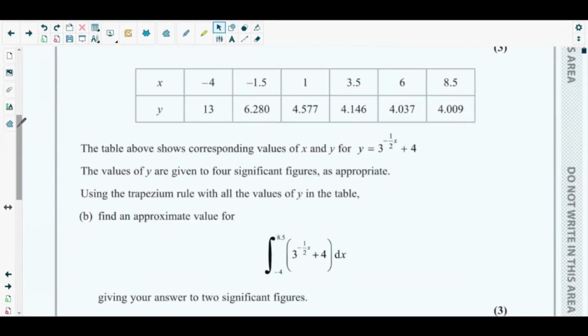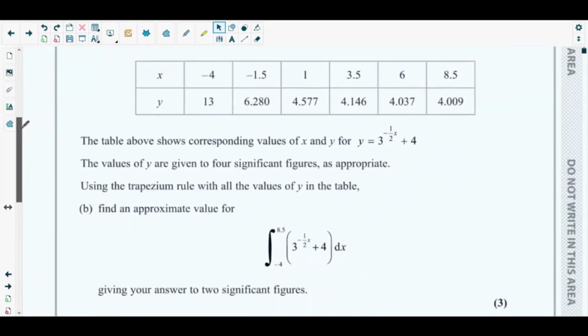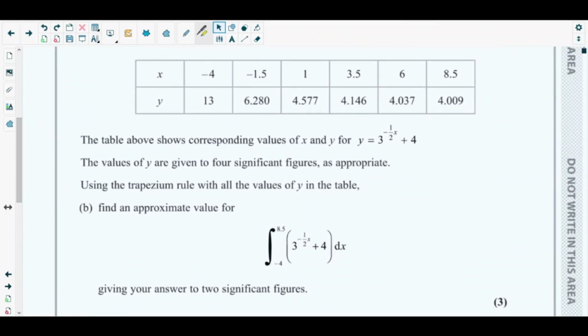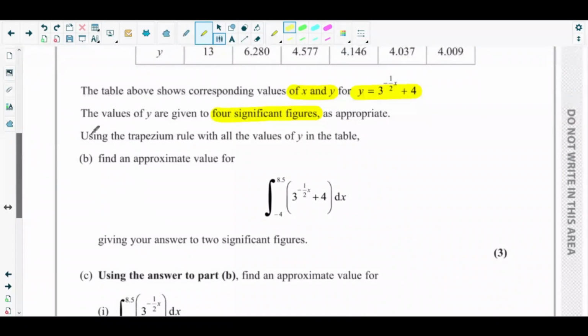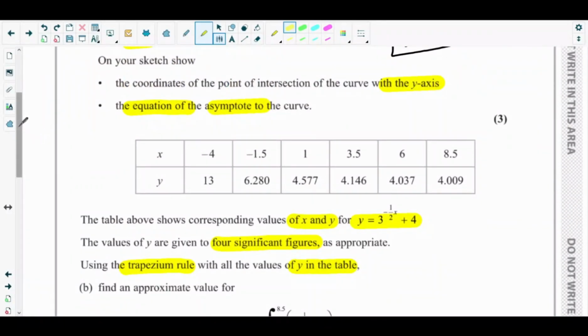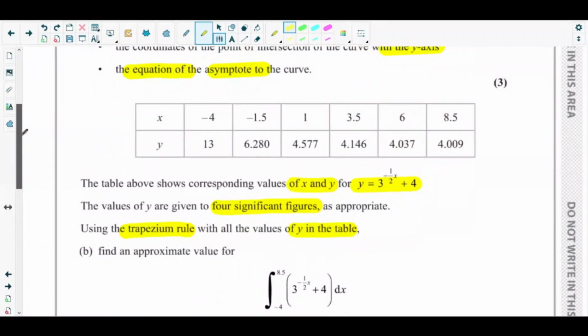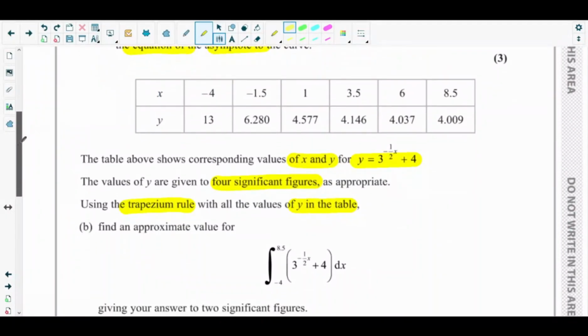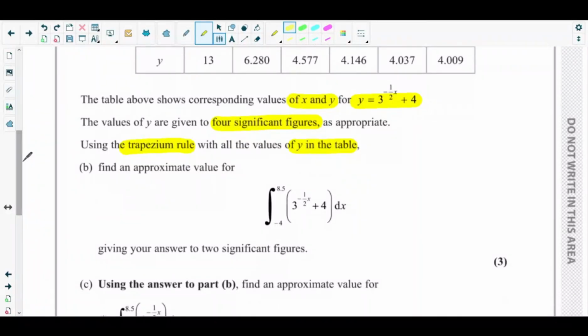Okay, next is part B. They are saying the table above shows corresponding values of x and y for y equals 3 to the power of half x plus 4. The values of y are given to 4 significant figures as appropriate. We need to use the trapezium rule with all the values of y in the table. The table gives the x values and y values.